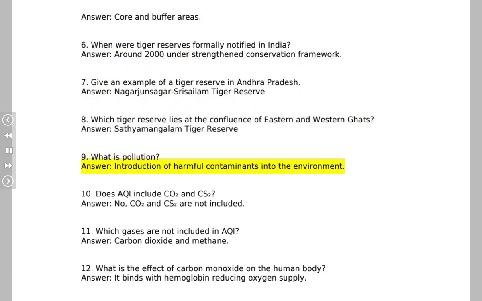9. What is pollution? Answer. Introduction of harmful contaminants into the environment. 10. Does AQI include CO2 and CH4? Answer. No, CO2 and CH4 are not included. 11. Which gases are not included in AQI? Answer. Carbon dioxide and methane. 12. What is the effect of carbon monoxide on the human body? Answer. It binds with hemoglobin, reducing oxygen supply.